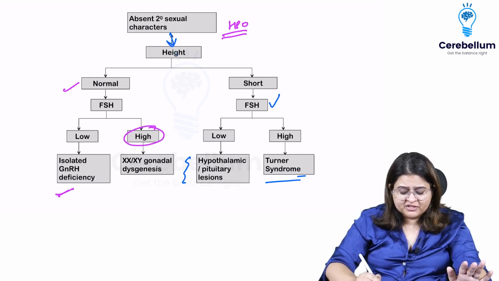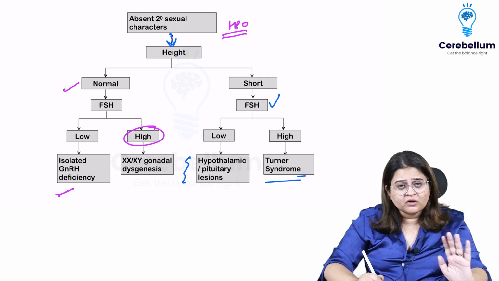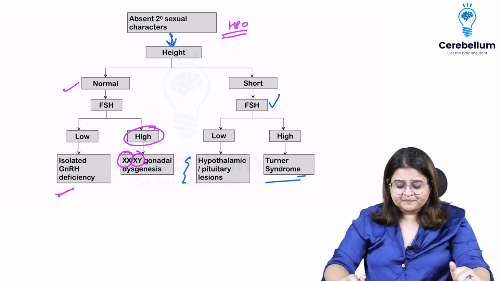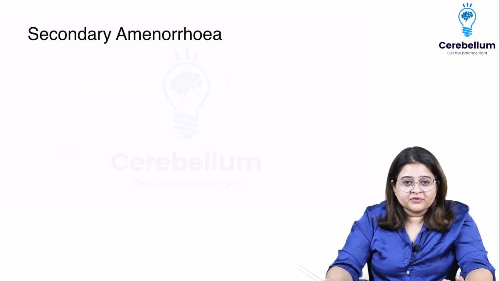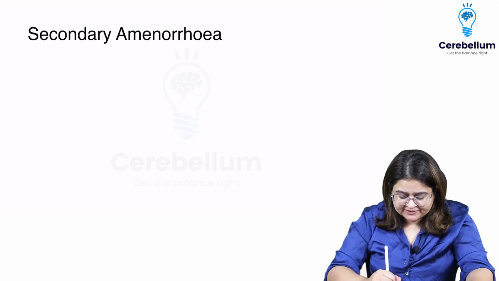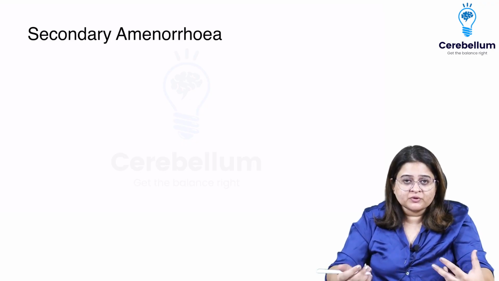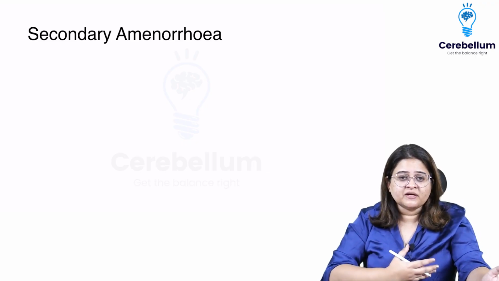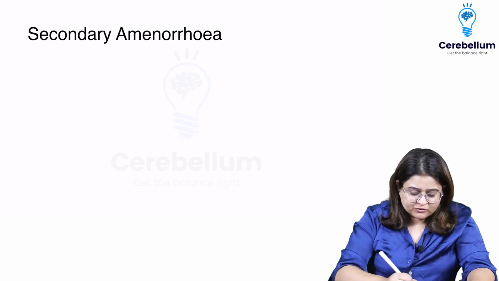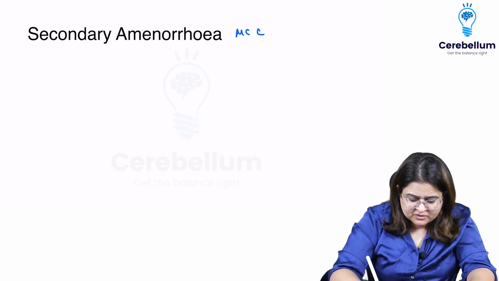So high FSH with normal height will not be Turner's but either a pure gonadal dysgenesis, that is 46XX, or Swyer syndrome. So now moving to secondary amenorrhea. Secondary amenorrhea means when a woman hasn't got her period for 6 or more months. And it's important to understand how we go about evaluation, because although primary amenorrhea is commonly asked in the exam, we do get occasional questions from secondary amenorrhea. Now you should know that the most common cause is of course pregnancy.